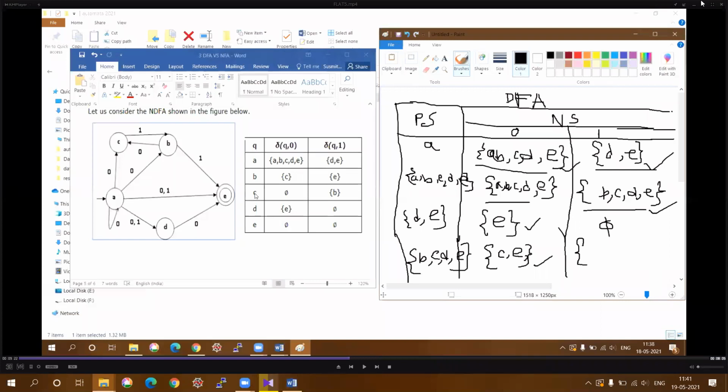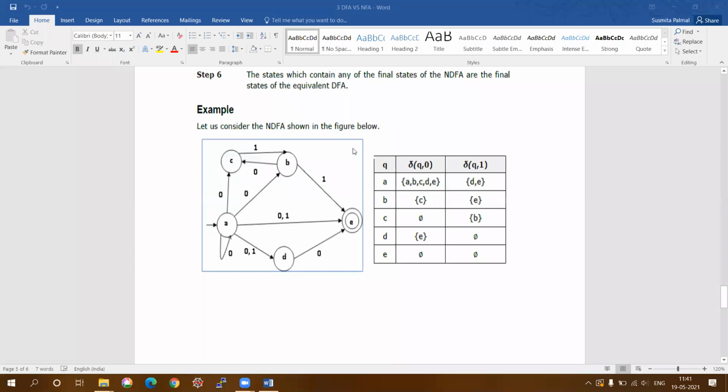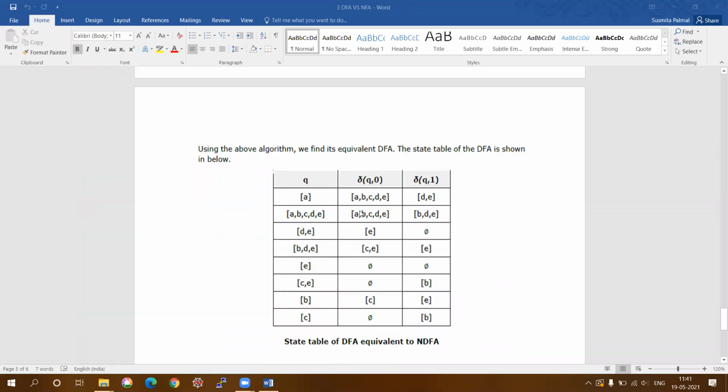Let's look into this diagram. From A using 0, it was going to A, B, C, D, E. So this is a single state, and using 1, it is going to D, E state. So these two are new states. A, B, C, D, E together is a new state, and D, E together is a new state. You have to find out the transition from these new states using 0 and 1. From A, B, C, D, E using 0, the new transition is A, B, C, D, E, and using 1, the new state is B, D, E.